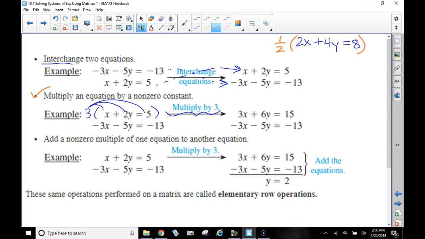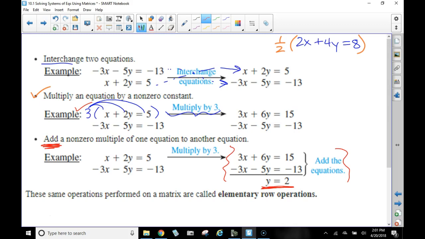Now, the last type is we can add a non-zero multiple of one equation to another. This is where that addition method gets its name. We can add these things together. Now, the first thing we would want to do is what we did up above, and that's multiply everything through by 3. Okay, so you multiply by 3, and then when you add the equations together here, it says we're going to get y equals 2. Okay? So those are the moves we're going to be doing.